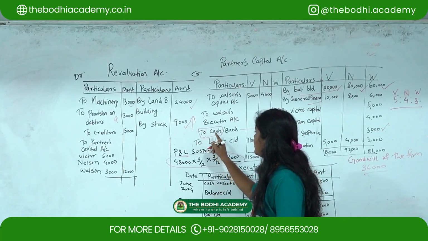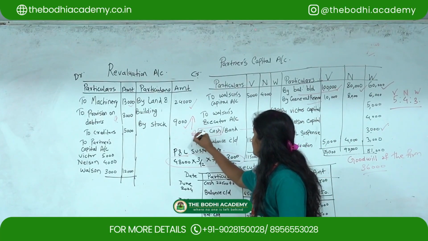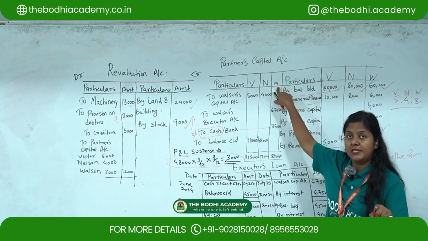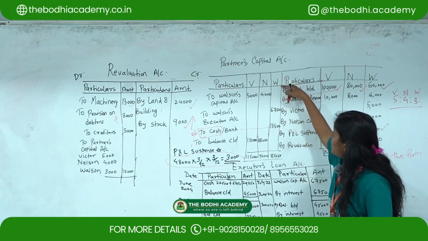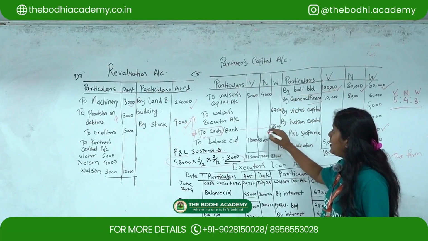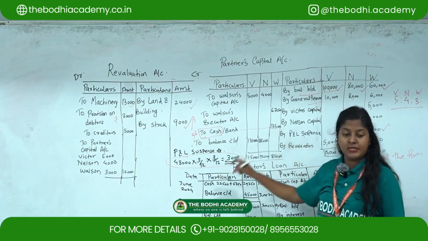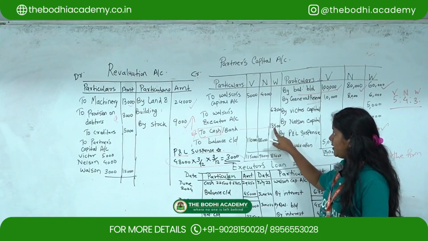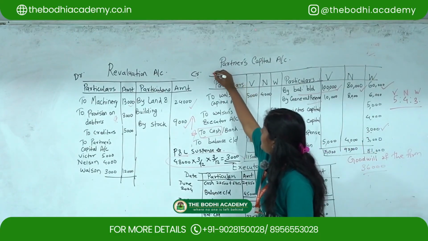So it's better if you write down both the things. 13,500. Since we are going to pay Welson's legal representative, I am going to write it under his heading, Welson's legal representative's heading. Then this amount I have to write down over here on the debit side of partner's capital account.